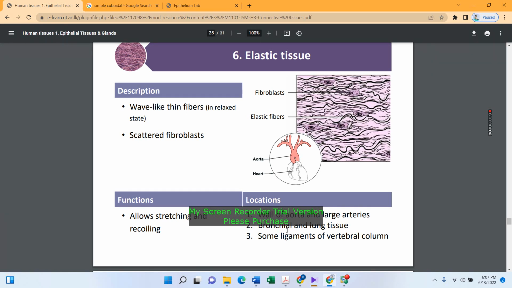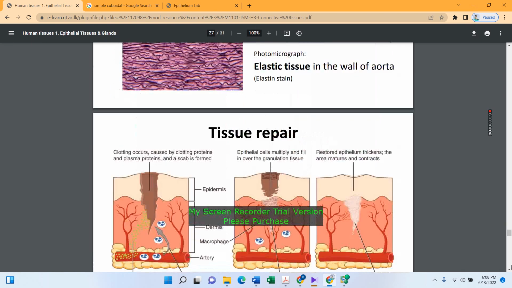Some ligaments of the vertebral column, like those that allow stretching and recoiling, and the walls of the aorta and large arteries, bronchial and lung tissues are also composed of this stretchy elastic tissue. Because the bronchi also have to expand when air is getting filled, they are also made of elastic tissue. Now we are going to discuss tissue repair.